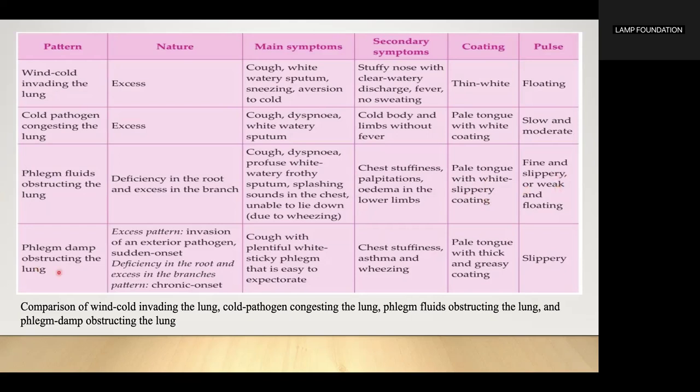For phlegm damp obstructing the lung: excess pattern, invasion of an exterior pathogen, sudden onset; deficiency in the root and excess in the branches pattern, chronic onset. Main symptoms: cough with plentiful white sticky phlegm that is easy to expectorate. Secondary symptoms: chest stuffiness, asthma, and wheezing. Tongue is pale with thick and greasy coating, pulse slippery.